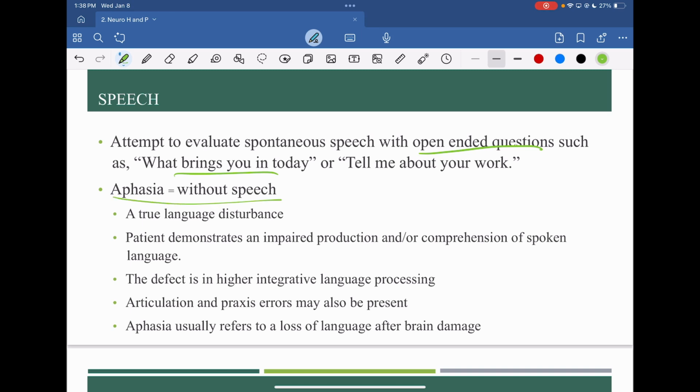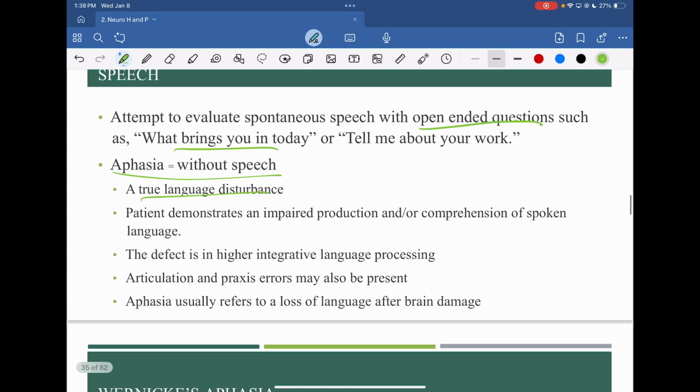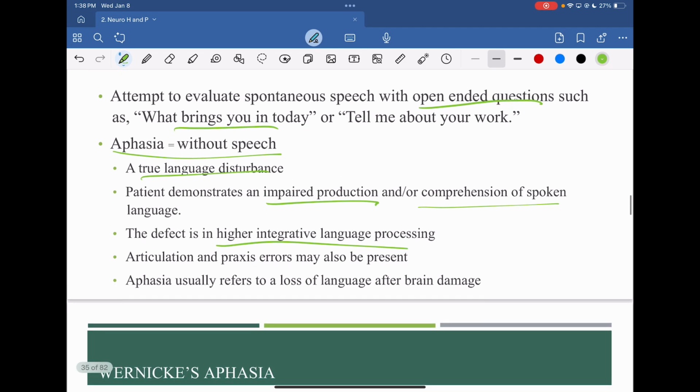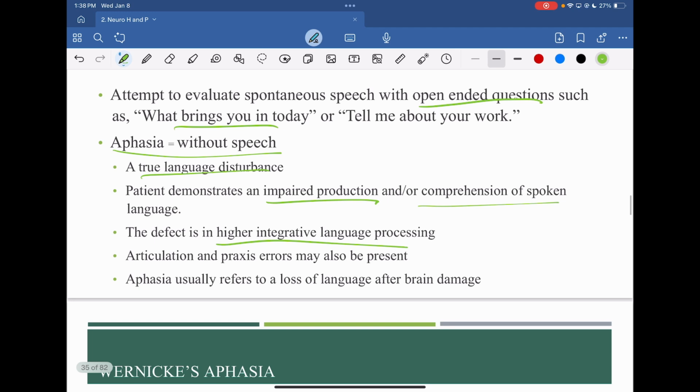Aphasia means without speech. It's a true language disturbance. Again, either impaired production or comprehension of spoken language. So Wernicke's versus Broca's. The defect is going to be in these higher integrative processing centers. They may have some articulation problems. Aphasia also mainly occurs after brain damage.